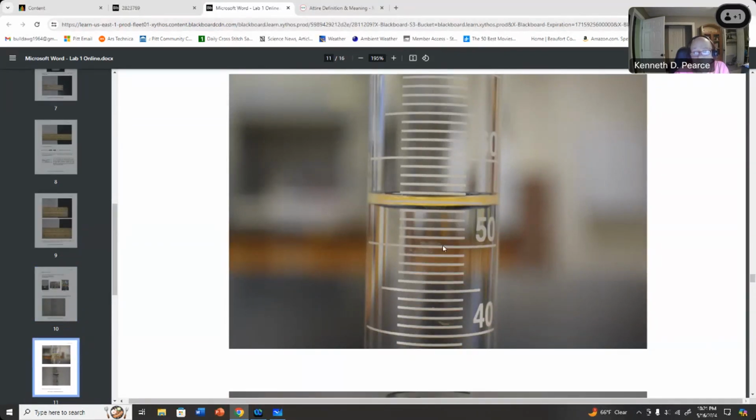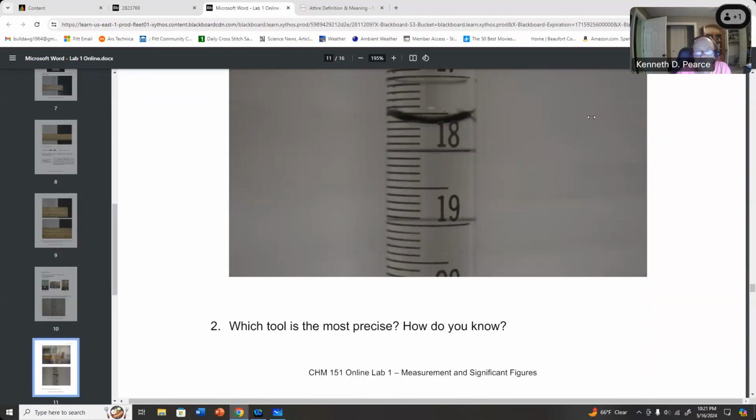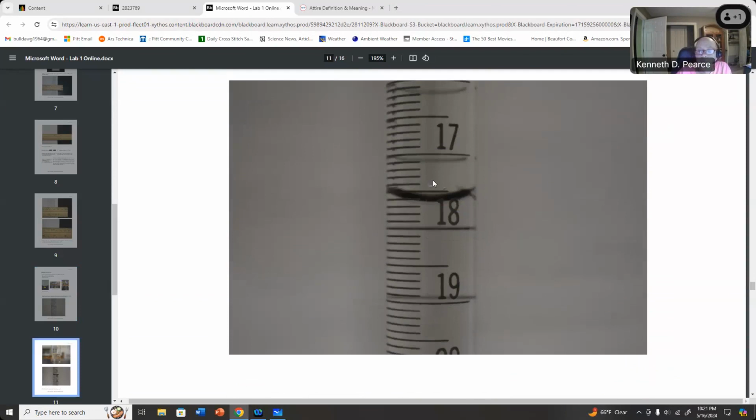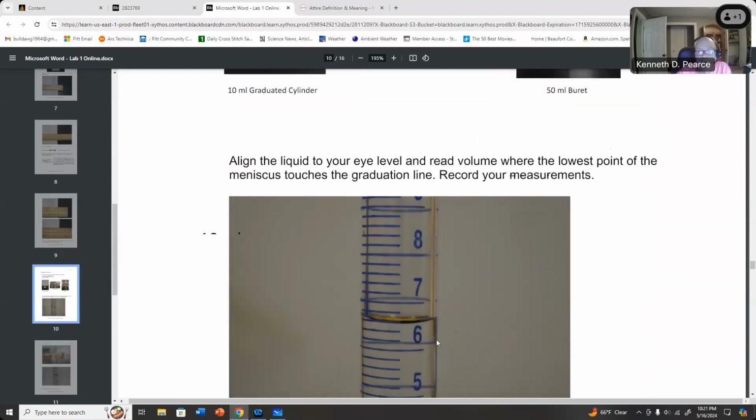This is 1, 2, 3, 4, 5, and that would be 50 point. Technically you could read it out to 2 sig figs, but usually we just do 1 sig fig for that. Now we get down to the last one, the burette. Burettes read from top to bottom. So it goes 17, 18, 19, 20. You see how it goes that way, whereas these go from bottom to top.